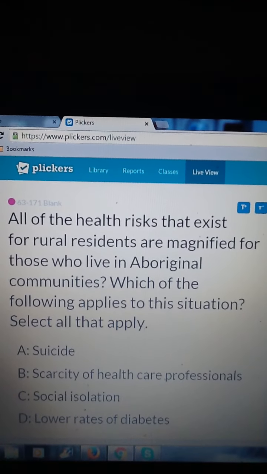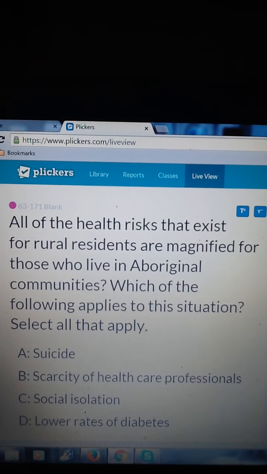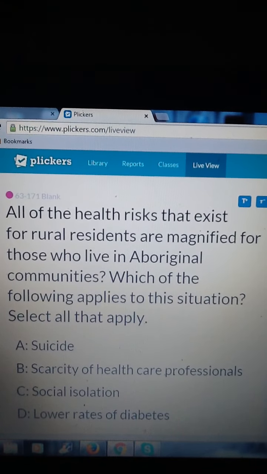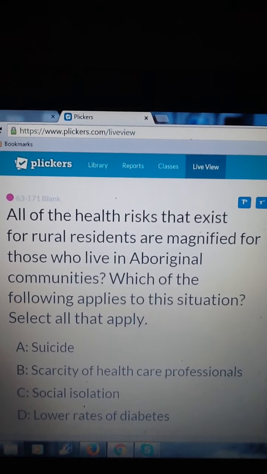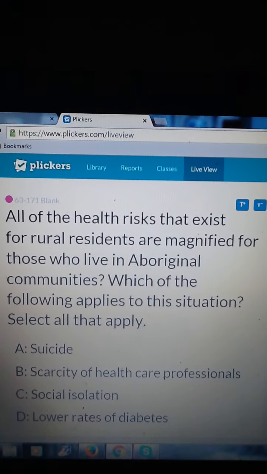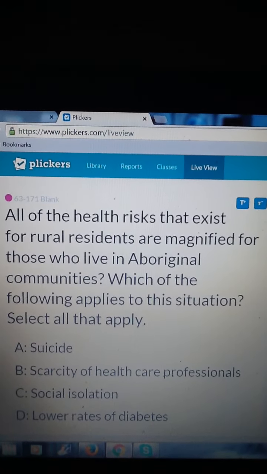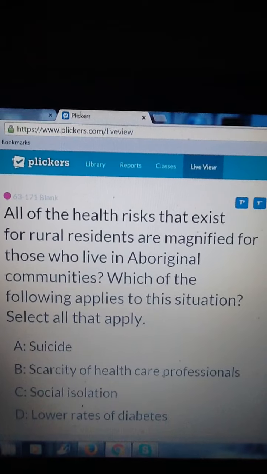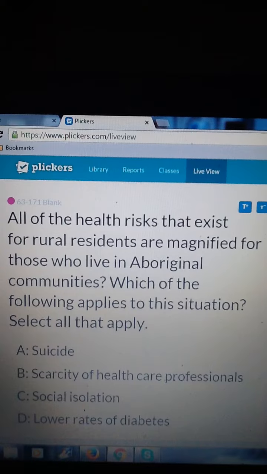Select all that apply. So you would read, which of the following health risks that exist for rural residents are magnified for those in Aboriginal communities? And you would say, is A correct? And then you'd go back and read the stem, and then you'd go, is B correct? Then you'd go back and read the stem, and come back, is C correct? And then you'd go back and read the stem, and you'd say, is D correct? And in this case, A, B, and C are correct. They have actually higher risks of diabetes, not lower.